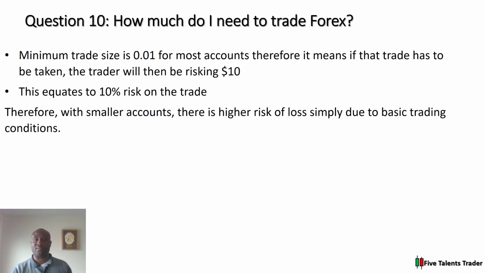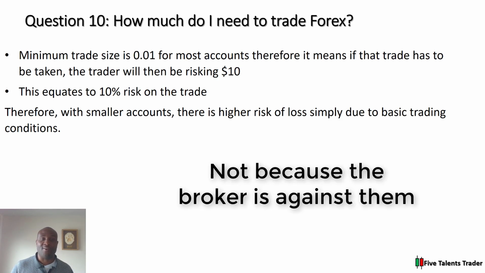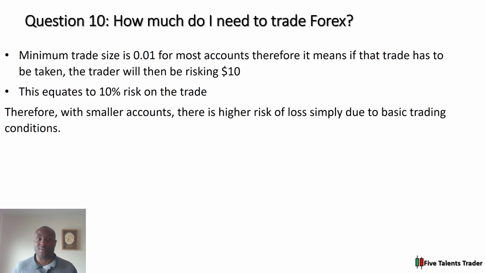Now, if it was $1,000 in that account and they risk 1%, 1% of $1,000 is $10, which means the trader can trade the minimum trade size without exposing their account to higher levels of risk. Therefore, with smaller accounts, there is higher risk of loss simply due to basic trading conditions, not because the trader is against them or the market is against them, but just because of maths.